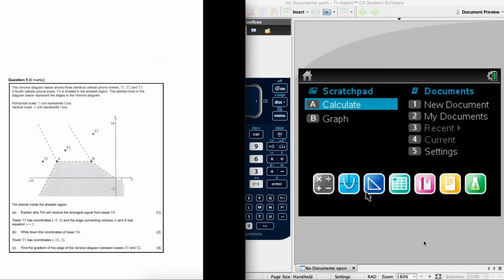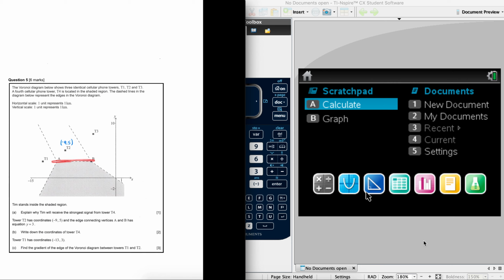And then part B, you're told that the second tower has the coordinate -9, 5. And we're then asked to work out the coordinates of the T4 tower. Whenever you're asked these kind of questions, you will usually have either a horizontal or a vertical line somewhere in your Voronoi diagram. And that's the easiest one to go from.